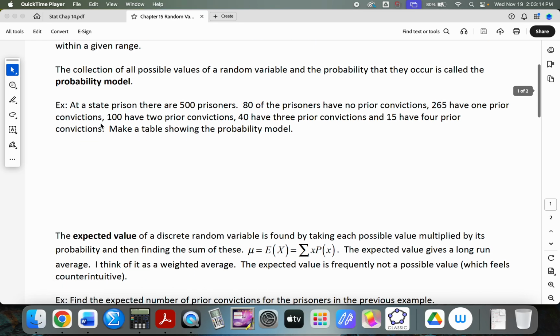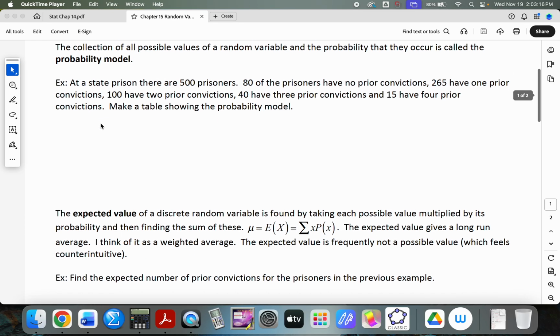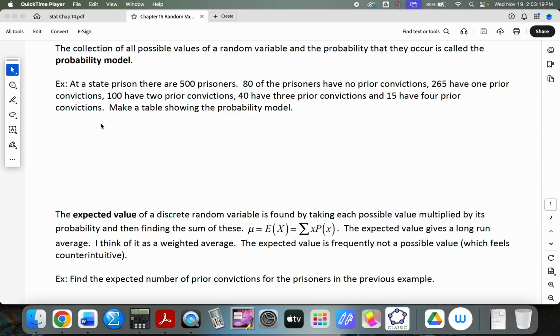All right. The collection of all possible values of a random variable and the probability that they occur is called the probability model. Again, the word here drives me crazy. Usually a model is like the normal model, where you have this whole thing that shows you the whole deal. This is sort of that way, but not quite. It's not the word I would have used.